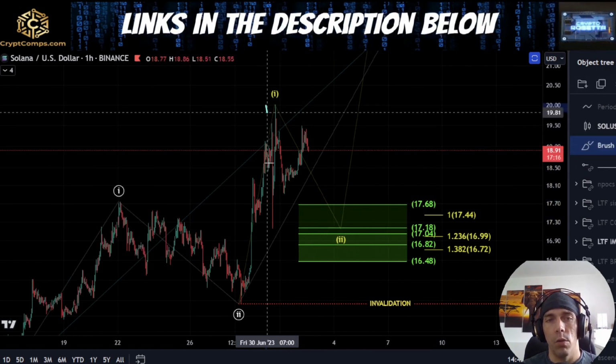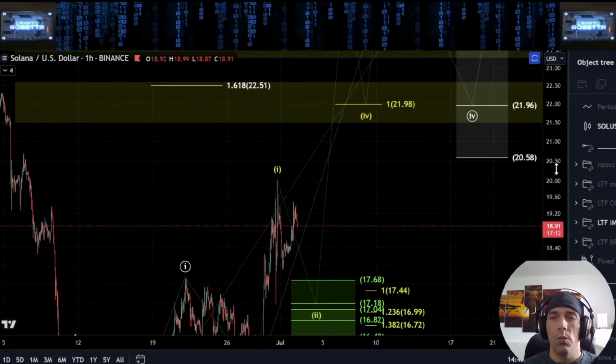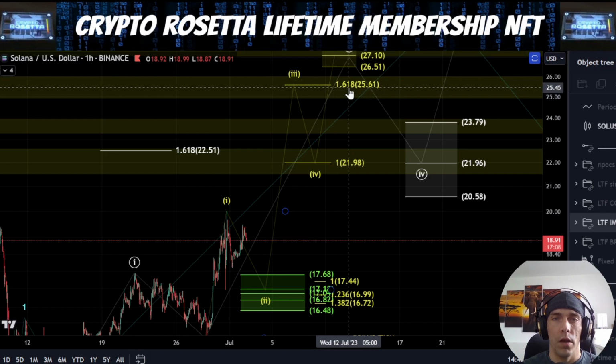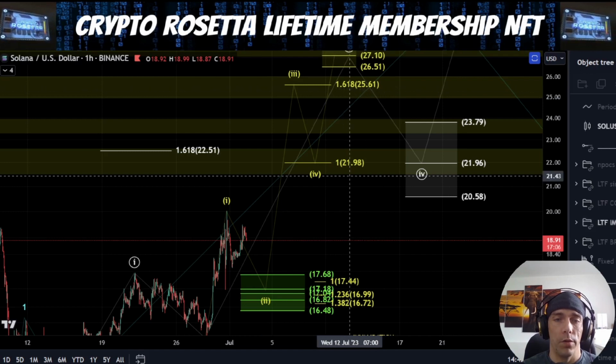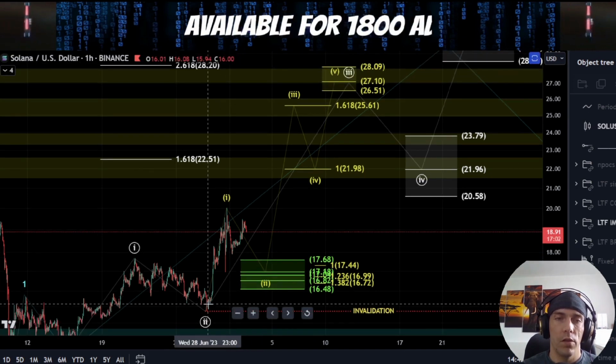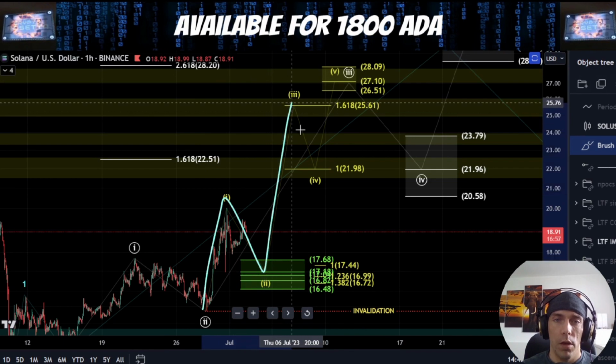Now, the key thing here is, I want to see 3 waves down, want to hold this 1563, and then what we want to see from there is effectively a move up towards this 1618 at this 2561. So this would be looking for confirmation. If we lose this 1563, this count becomes invalidated. What I want to see is 1, 2, 3, 4, 5.